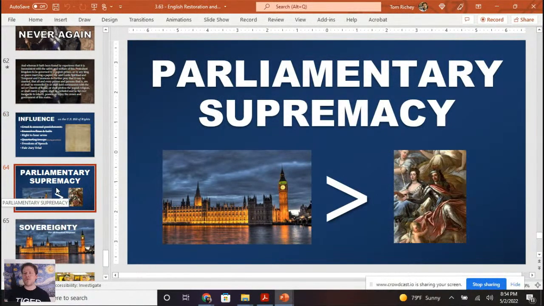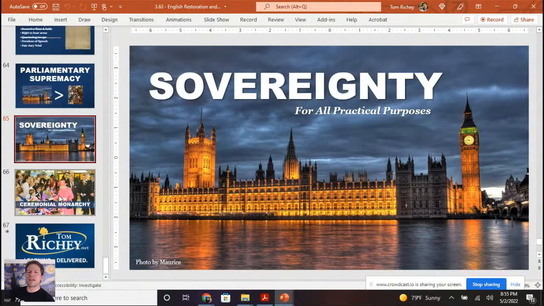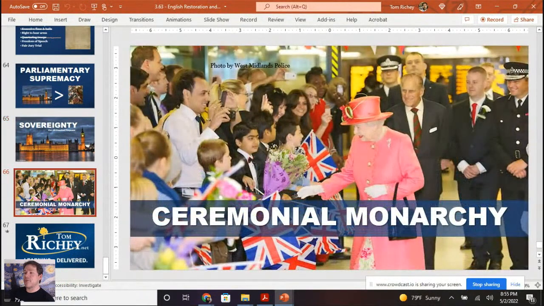Okay, so as a result of the English Bill of Rights, it is generally agreed upon that Parliament will make laws. Okay, and so as far as that goes, technically the monarch will still claim to be the sovereign, but Parliament, for all practical purposes, has sovereignty, and Britain has a ceremonial monarchy.